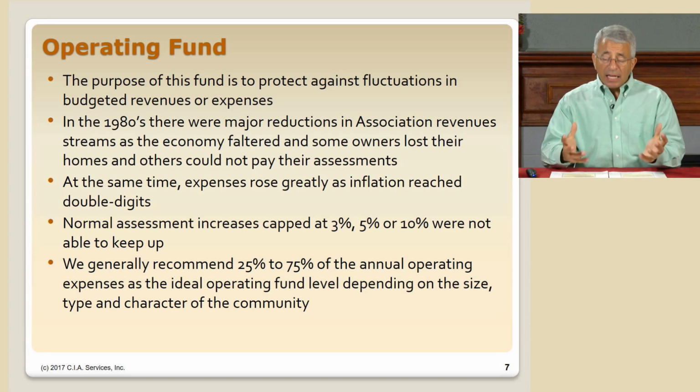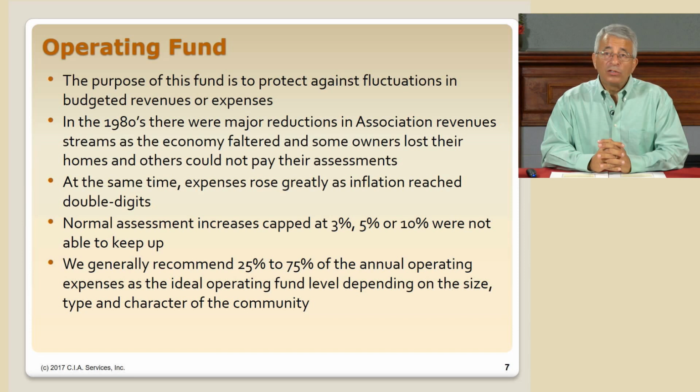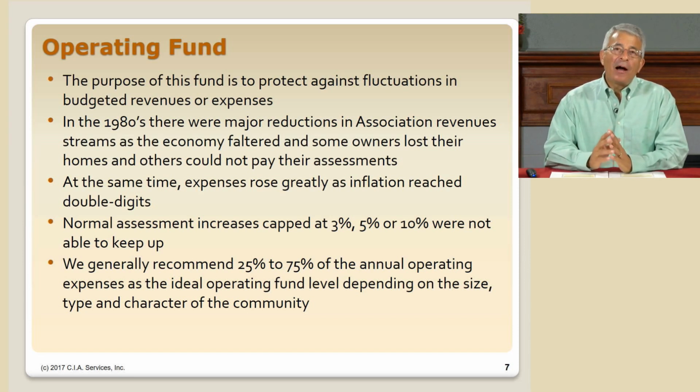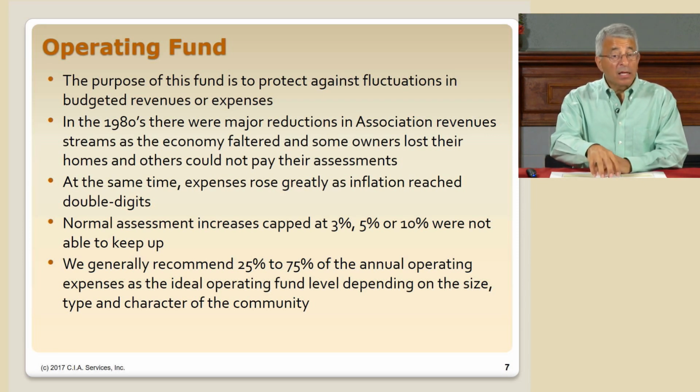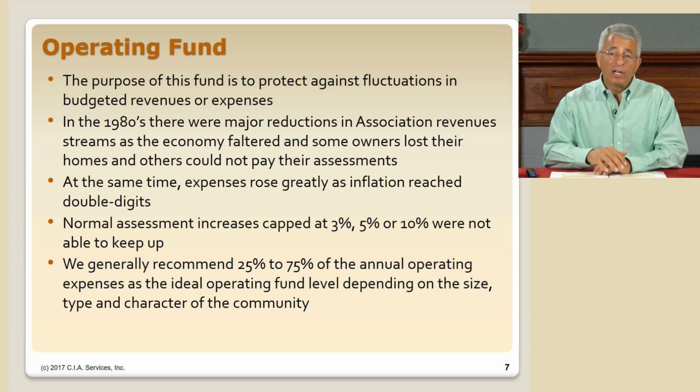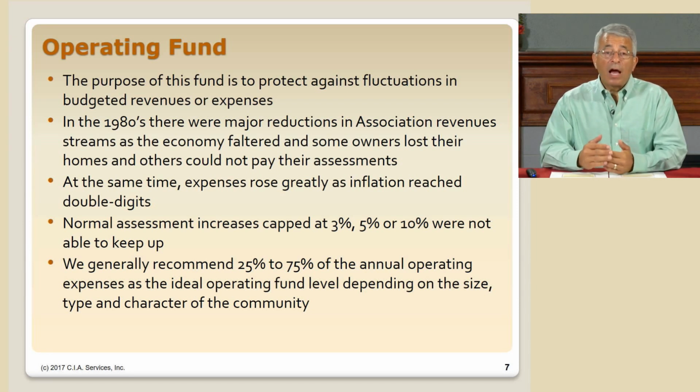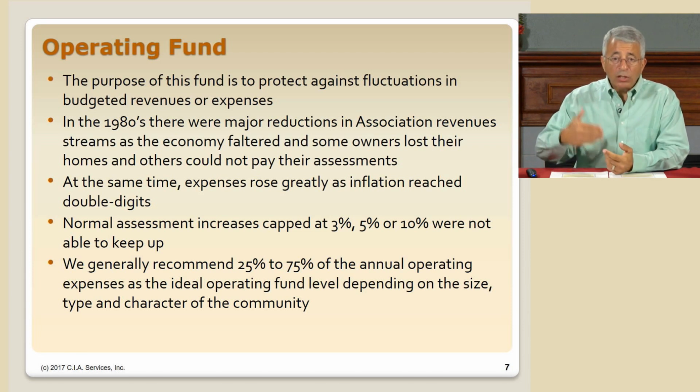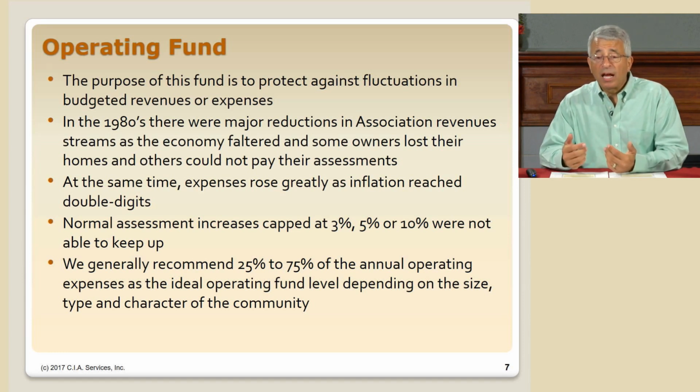And the 1980s, for the folks who were adults at that time, not Brandy, she is very young, but in the 1980s, we had kind of the worst combination of things that affected the operating funds of associations. Those who were living through that time know that we had very high inflation. And so the costs were going up faster than we would have expected. There was actually double-digit inflation in the early 1980s.